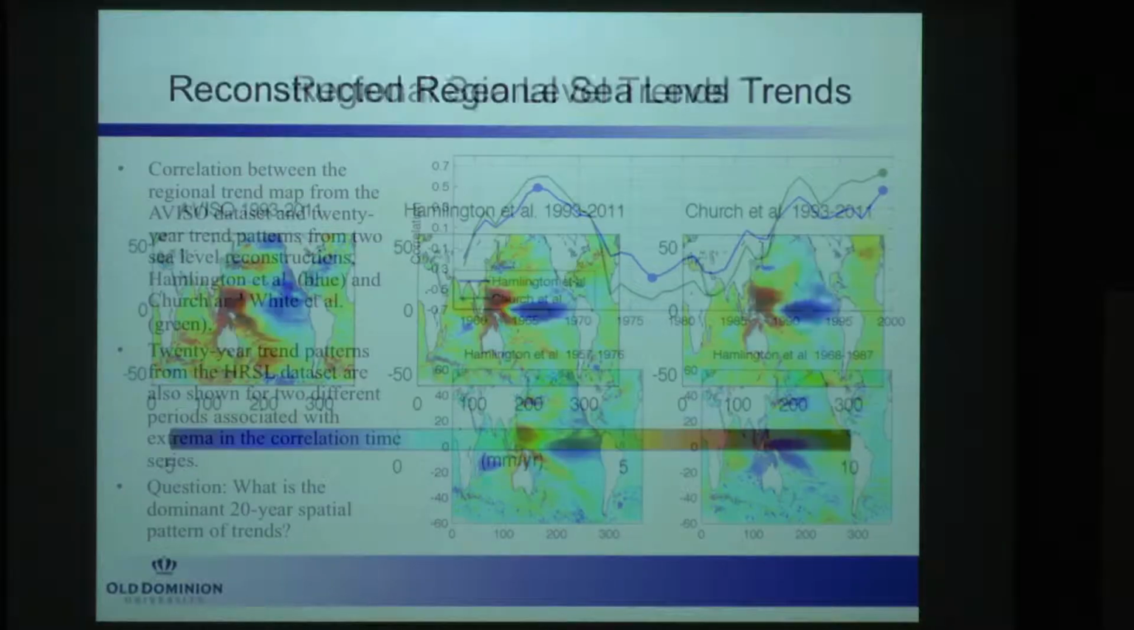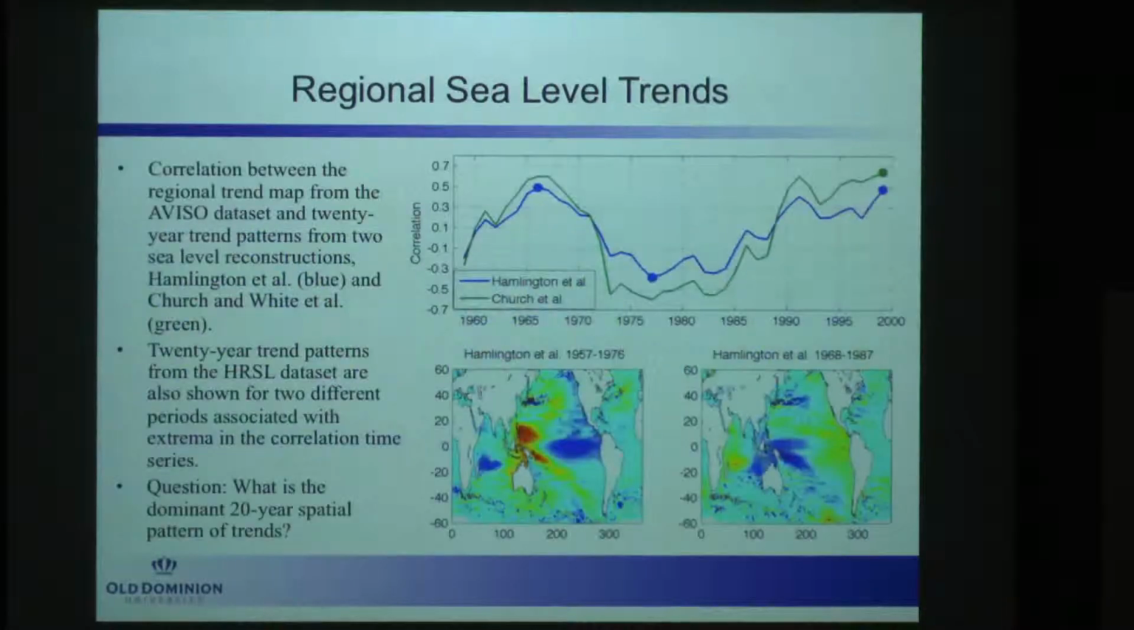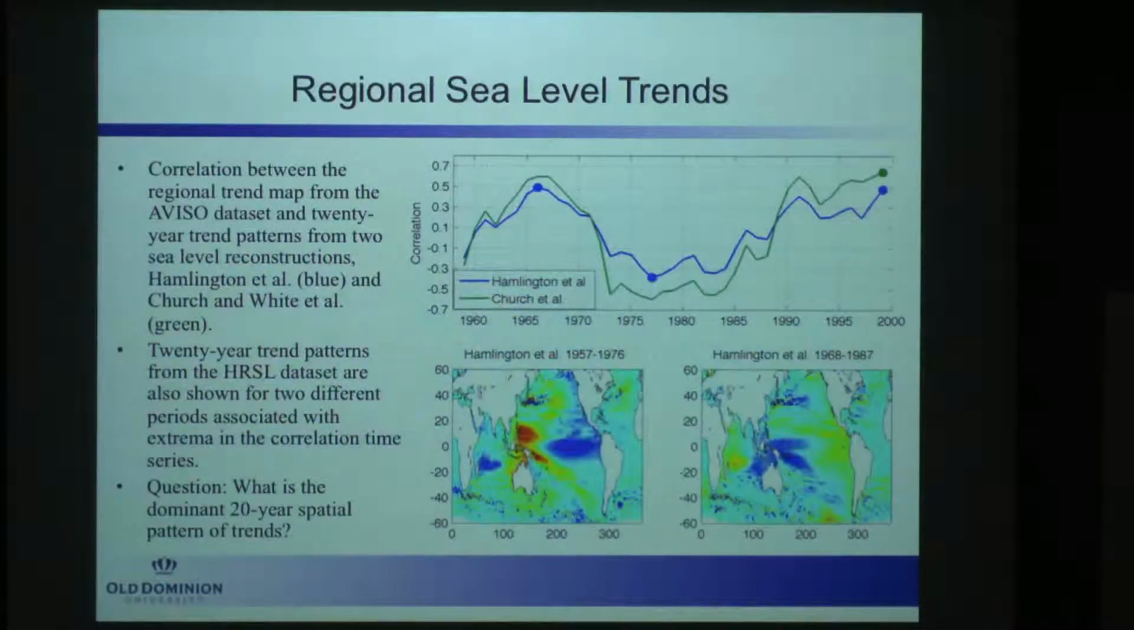All right, so we took the EOF trend map and correlated it with each of the 41 20-year trend patterns that we have from the reconstructions. And this is what you end up with. Blue is the CSEOF reconstruction, green is the EOF reconstruction. You can see this last point is basically the correlation between these. So it's fairly high here.